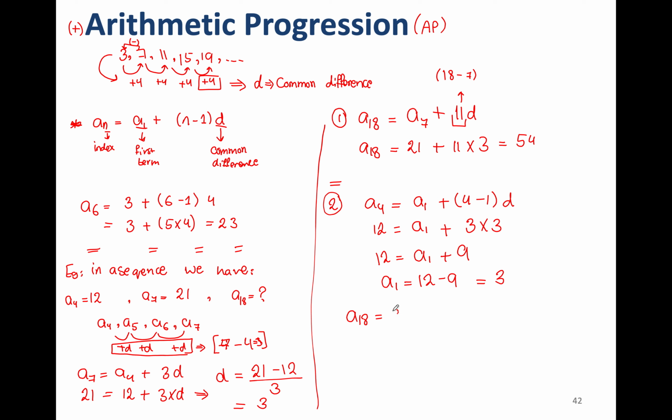So after getting A1, we can get A18. A18 is equal to A1 plus (18 minus 1) times D. A1 is 3, plus 18 minus 1 is 17, multiplied by D, which is 3. So if we multiply 17 by 3, this is equal to 3 plus 51, and we got, as you can see here, 54. So we can use either the shortest way or the longest way, finding the first term, then we can get any term in our sequence.